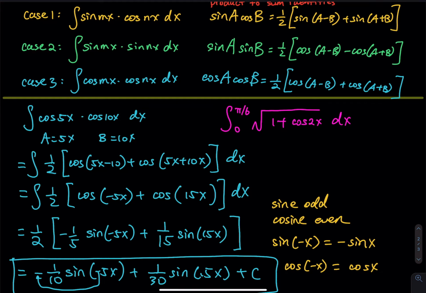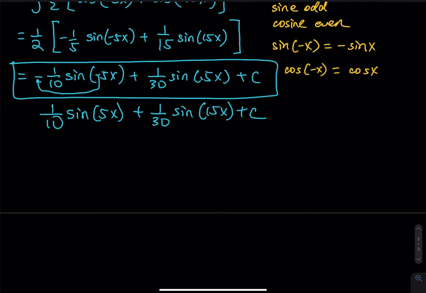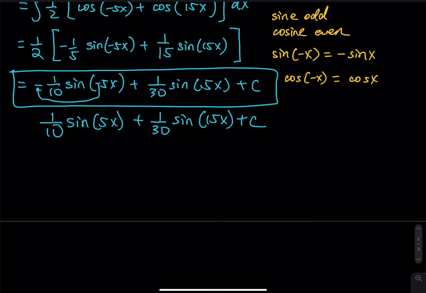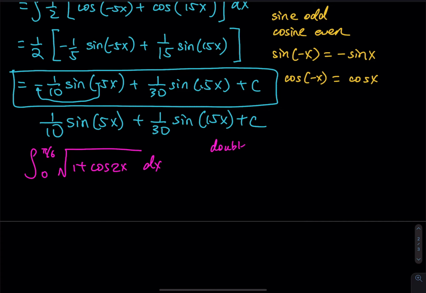So let's copy the problem down, and then I will show you what I mean by the double angle formula. We have the integral from 0 to pi over 6 of the square root of 1 plus cosine of 2x dx. So I am going to rewrite the cosine of 2x using the double angle formula.